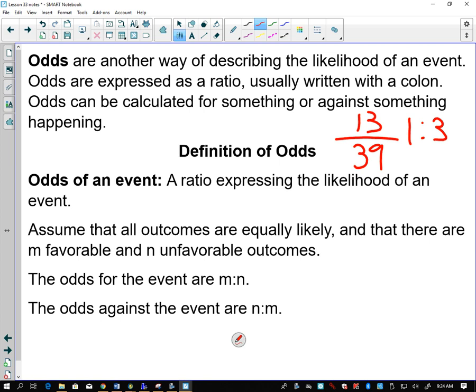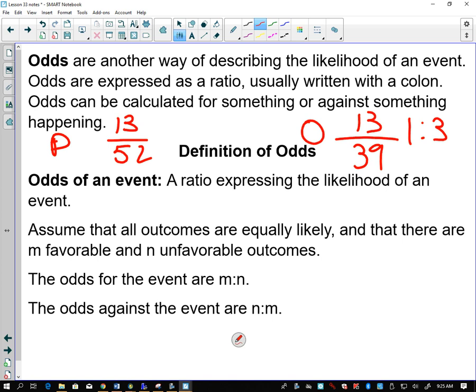1 to 3. Okay, do we understand that? So there's a difference between 13 over 39 versus 13 over 52. This is probability. This is odds. They're not the same. Okay, do we understand the difference? Number of desired over undesired is odds. Number of desired over number total is probability. Okay?